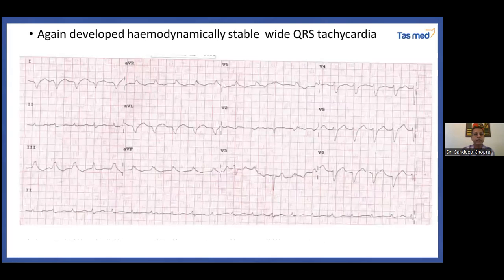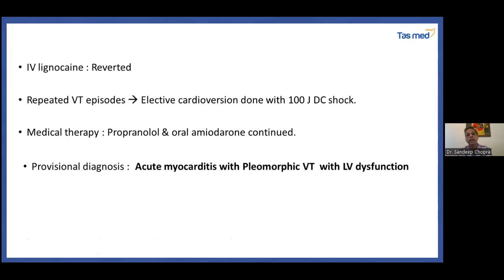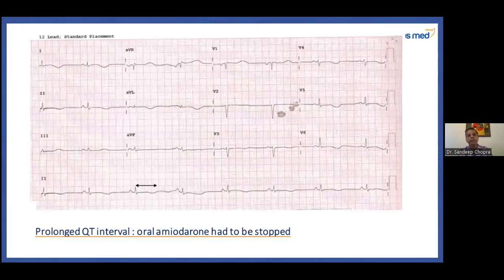Again, the patient developed a wide QRS tachycardia. Look at the morphology changing again. So this is in spite of being on amiodarone, and given intravenous lignocaine, repeated VT episodes, elective cardioversion was done with a DC shock. That's a defibrillator shock with 100 joules. And this patient was continued on beta blockers and oral amiodarone. So the provisional diagnosis was repeated polymorphic VT with LV dysfunction.